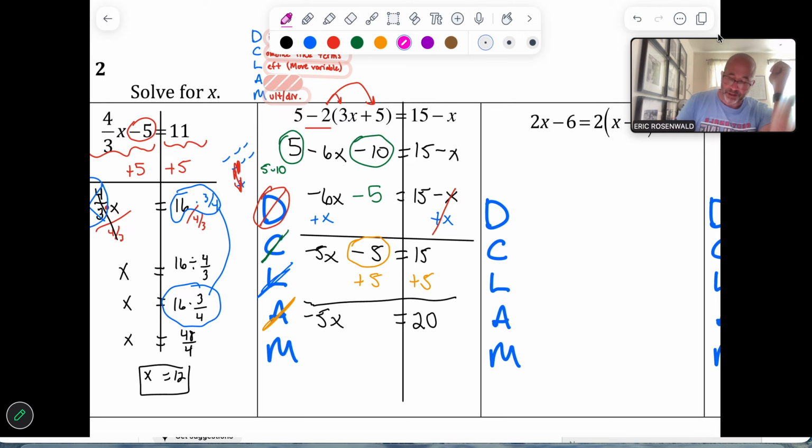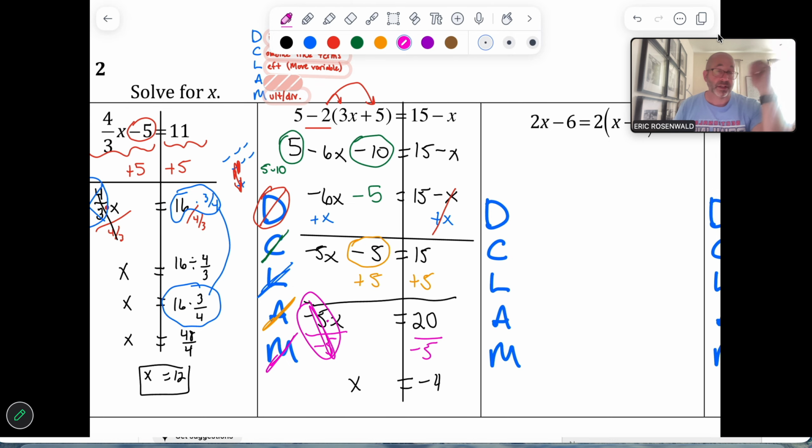And then our final step is to deal with multiplication and division. So since I'm multiplying by -5, I'm going to divide by -5. And we end up with x is equal to -4. And when we look at this, the -5s will just cancel out, leaving just that x that's there. So x is -4.